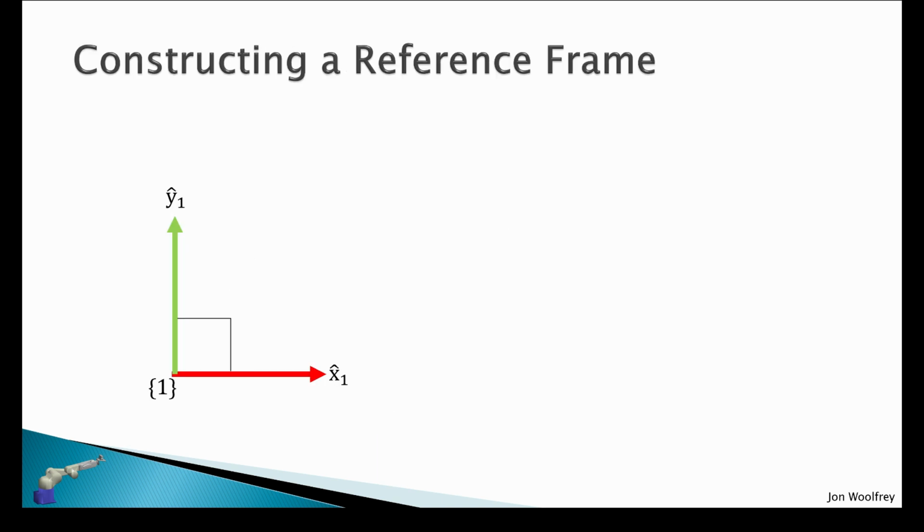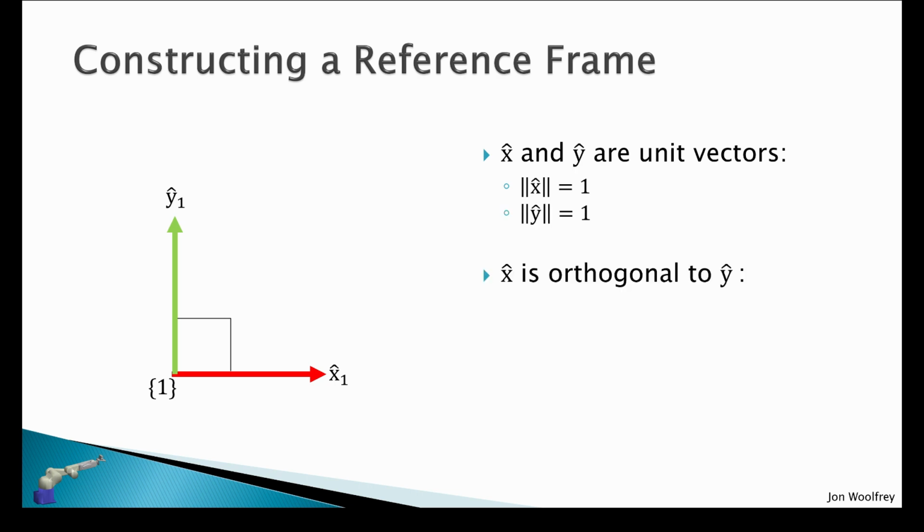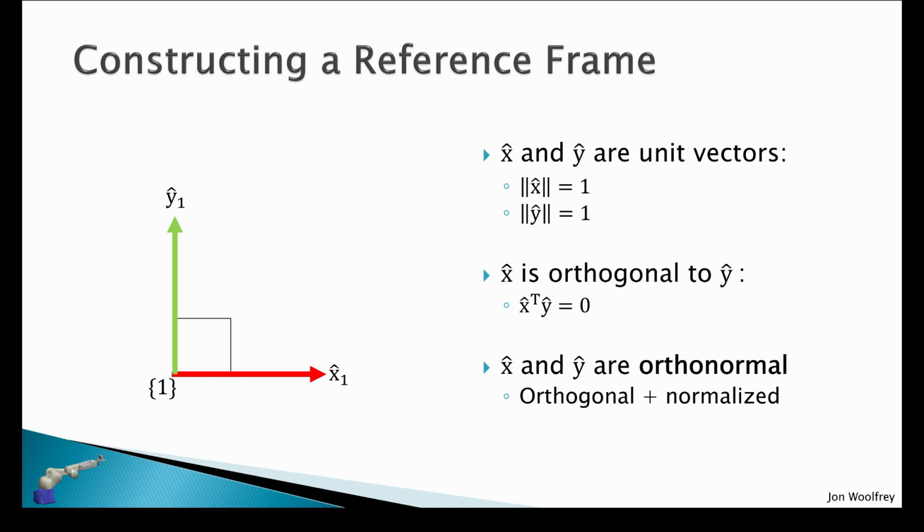So first of all, let's go about constructing a reference frame. Here I have the unit vectors x and y. So being unit vectors, the Euclidean norm of x hat is 1 and the Euclidean norm of y hat is 1. Furthermore, these vectors x and y are orthogonal, meaning they are at 90 degrees to each other. So if I do the transpose of x on y, this will be 0. Then we can say that these vectors x and y are orthonormal, meaning that they're both orthogonal and normalized.